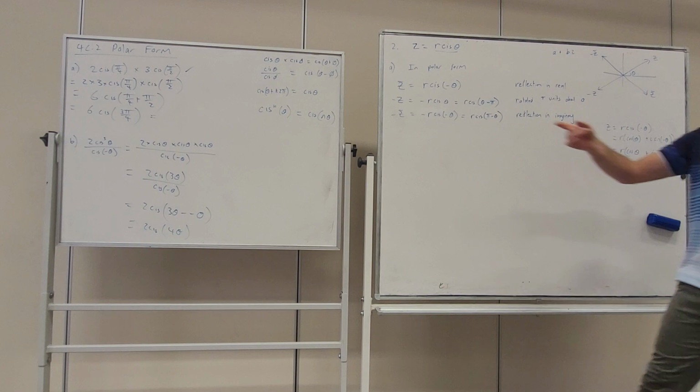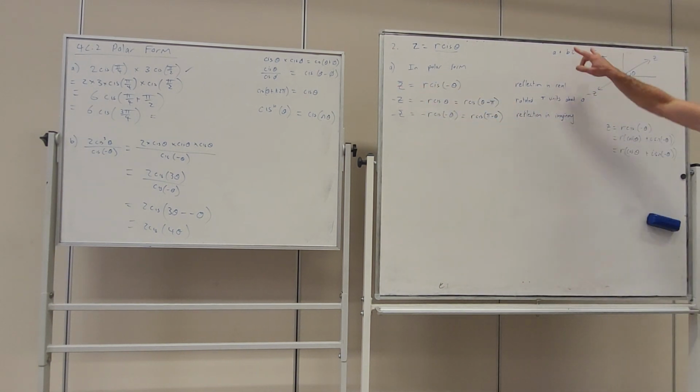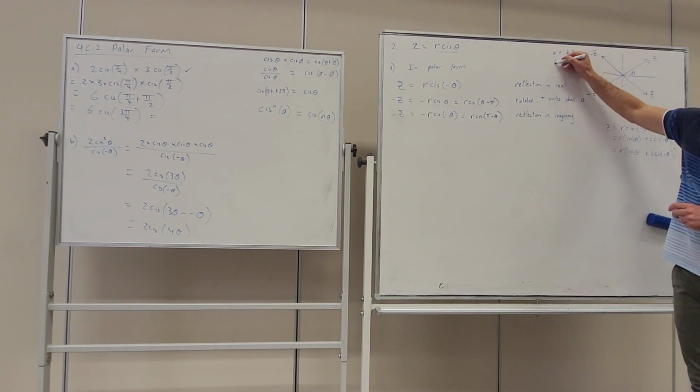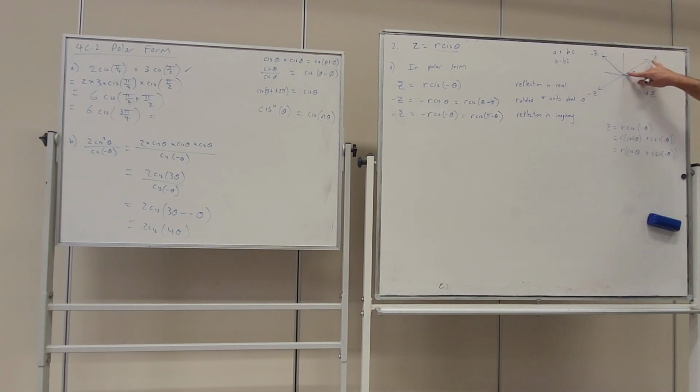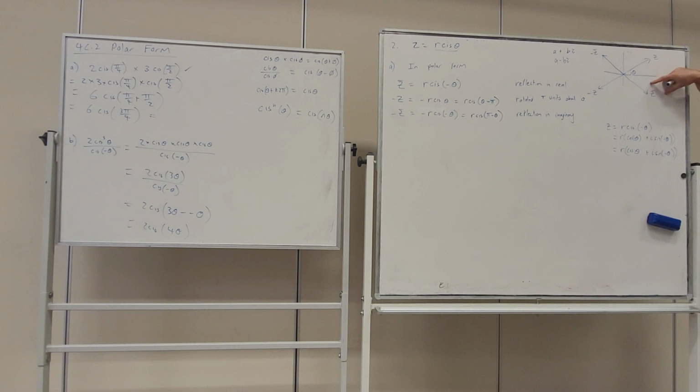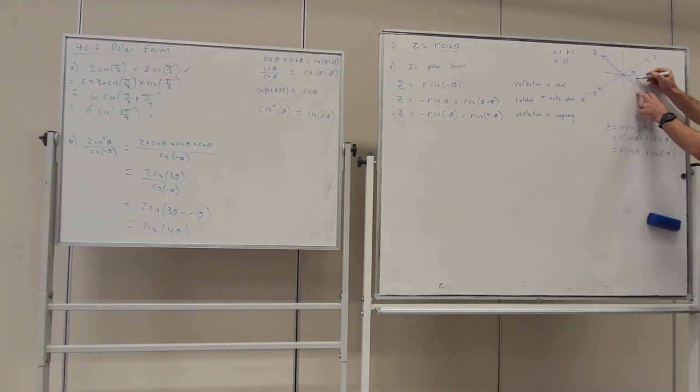So firstly, let's talk about z conjugate. If I have a plus bi, the conjugate is going to be a take bi, right? The conjugate is just the reflection in the real axis. This is the conjugate of z. So if I'm trying to sketch this, this angle here is going to be minus theta. There we've got minus theta down.